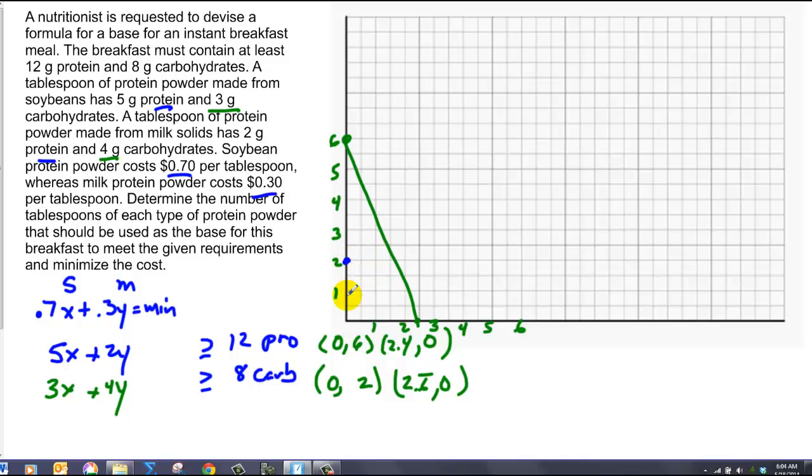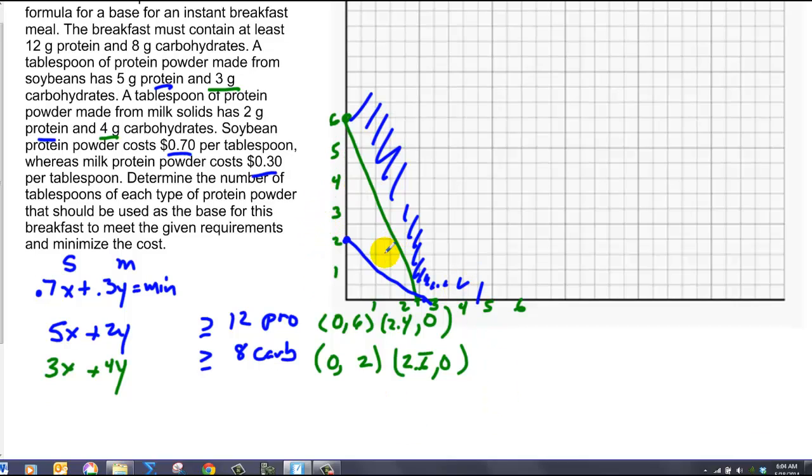0, 2 is going to put me here. And 2.6 is right around here. Connect those dots. And now I'll look at the shading here. 0, 0 is not going to be a solution for each, so I shade above, which means my shaded region is over here.